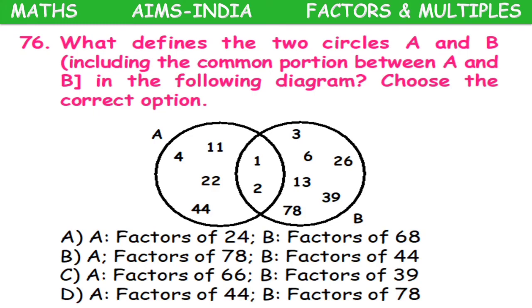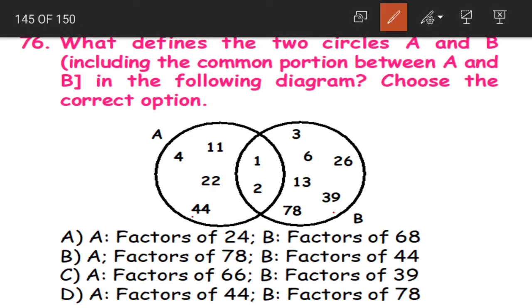Then next question, again we are having two circles. Now we have to find out the factors. Yes, the given numbers are the factors of what numbers. Now in circle A we have 1, 2, 4, 11, 22 and 44 children. Sorry, these are the factors of the number 44. See, 1 44s are, 2 22s are and 11 4s are.